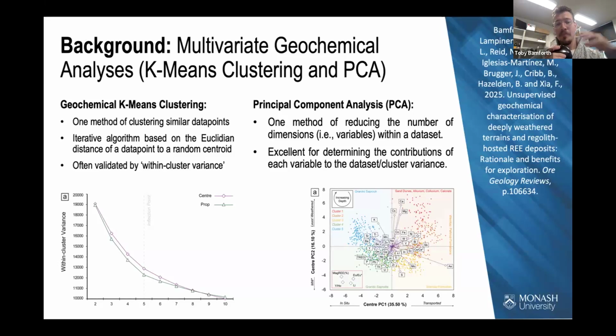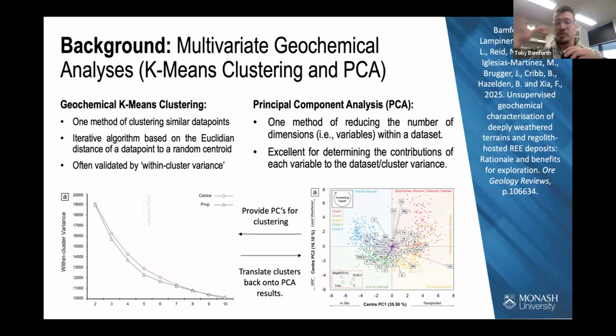Okay. You'll see the plot on the right hand side. The way that these two work, a lot of the time they work in conjunction. So you'll conduct the PCA first, which will provide the principal components, upon which you then conduct the K-means clustering. Once the K-means clustering is done, you translate those clusters back onto the principal component, which is the 5 colors that you see here on the PCA graph.